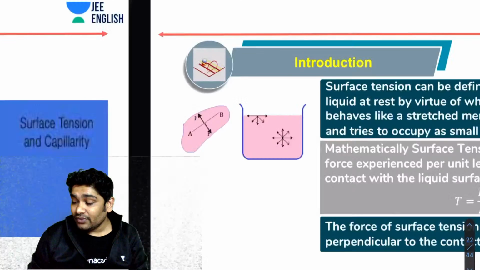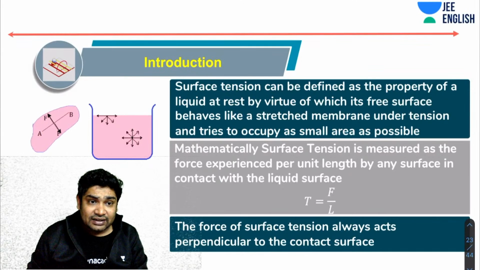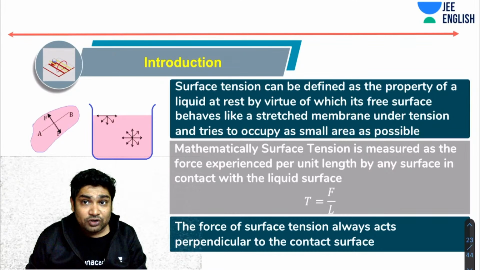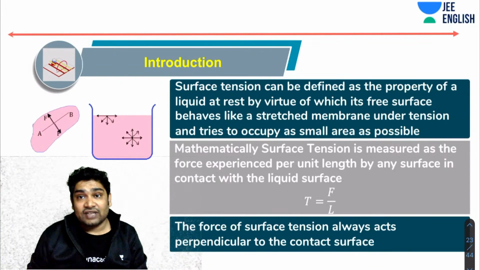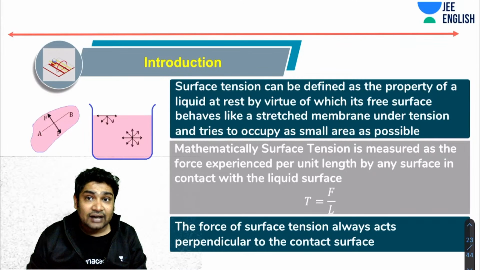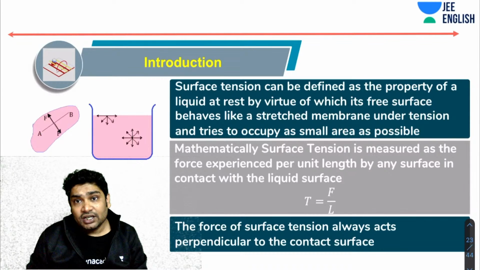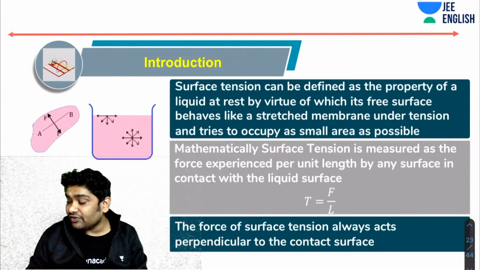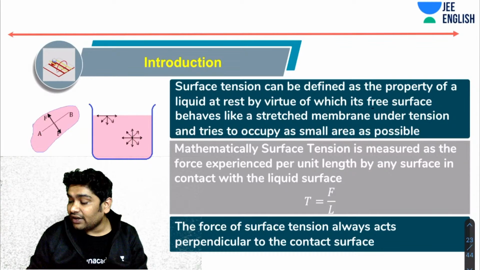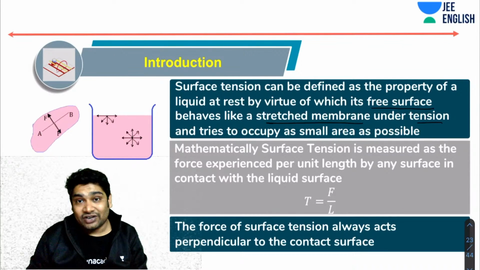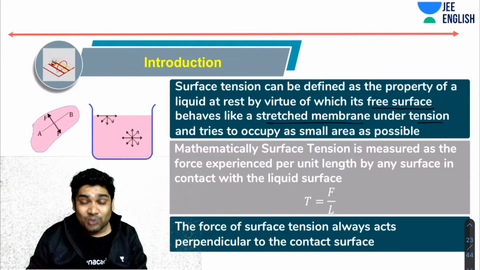First, we'll introduce the concept of surface tension. So what is surface tension? Surface tension can be defined as a property of liquid at rest by virtue of which the free surface behaves as a stretched membrane under tension and tries to occupy as small an area as possible. This is an experimental observation. Experimentally, we notice that the free surface of any liquid behaves like a stretched membrane which is under tension, and it will always try to occupy as small an area as possible.